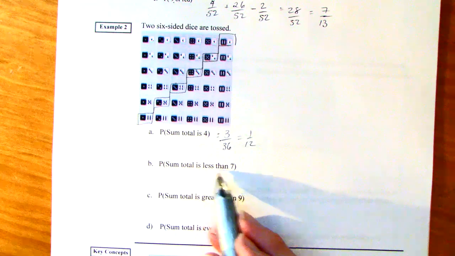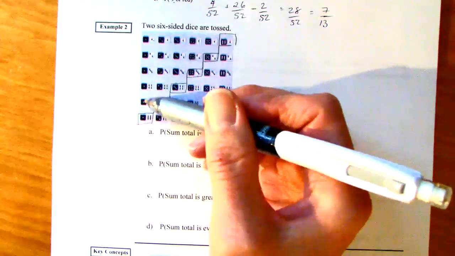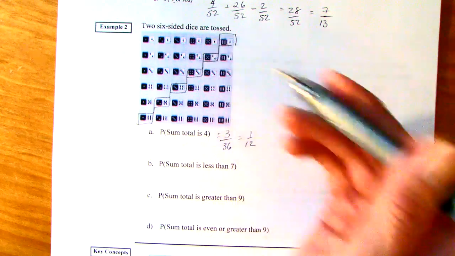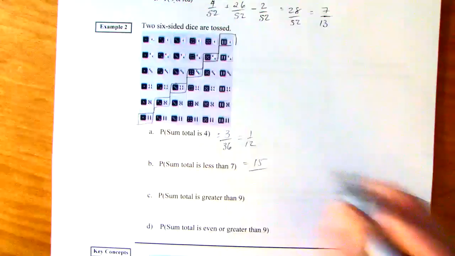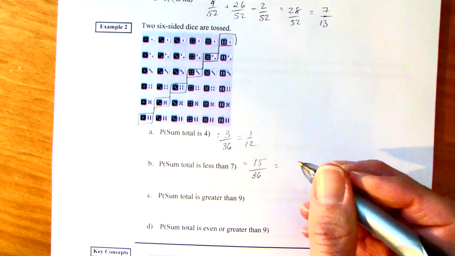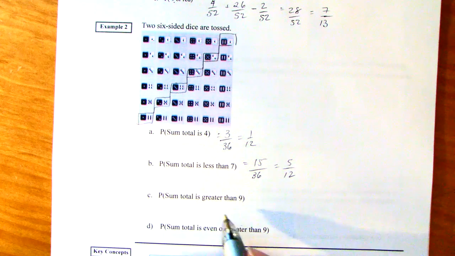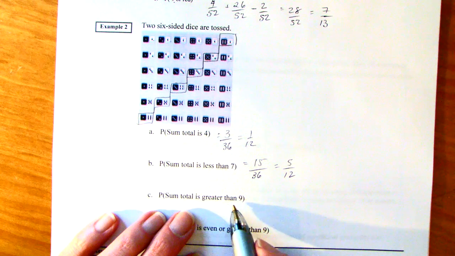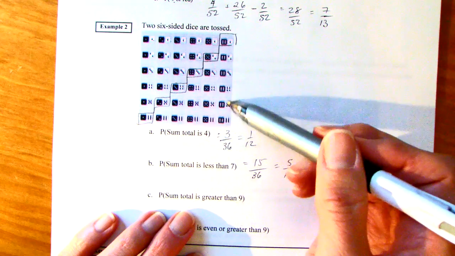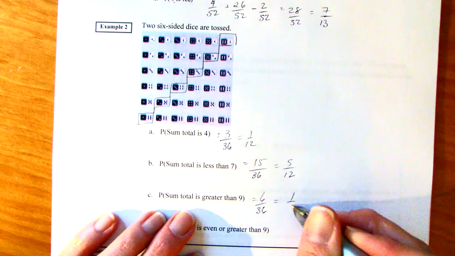How about the sum total is less than 7? So this is why I like to branch off 7. So we'll count less than. 1, 2, 3, 4, 5, 6, 7, 8, 9, 10, 11, 12, 13, 14, 15. That's 15 out of 36. Divide top and bottom by 3. You're going to get 5/12. The sum is greater than 9. Okay. So here are the 9s. So 1, 2, 3, 4, 5, 6. 6 out of 36, which is 1/6.